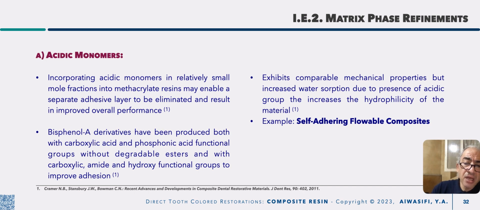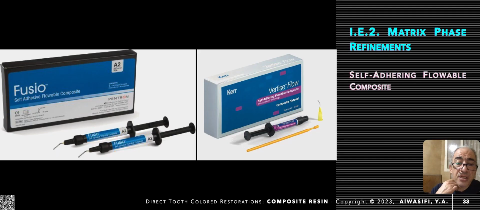An example is self-adhering flowable composites, and they focus on flowable composite because it is the first layer that faces or wets the dentine of your cavity preparation, and they would like it to interact with dentine in an adhesive manner, but it is of limited use nowadays.